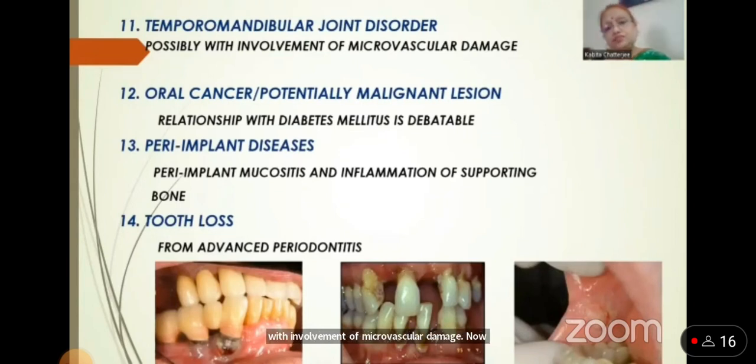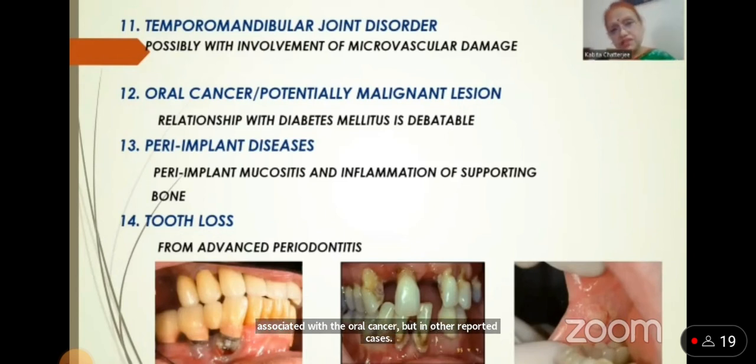Now, regarding oral cancer and potentially malignant lesions, the association with diabetes mellitus is very much debatable. According to some schools of thought, diabetes mellitus is associated with oral cancer, but in other reported cases, there is no definite relationship between oral cancer and diabetes mellitus. Anyway, diabetes mellitus causes a higher risk of mortality in oral cancer.